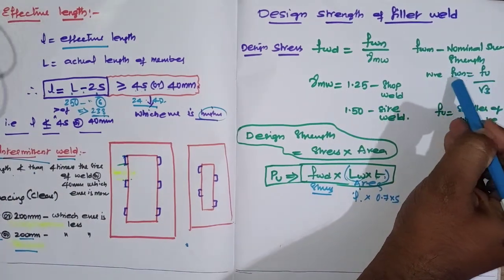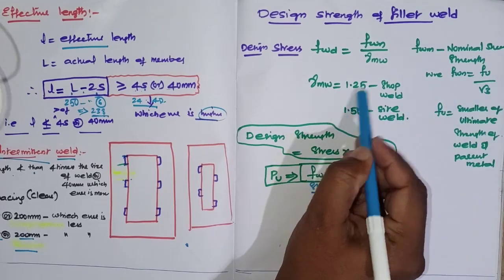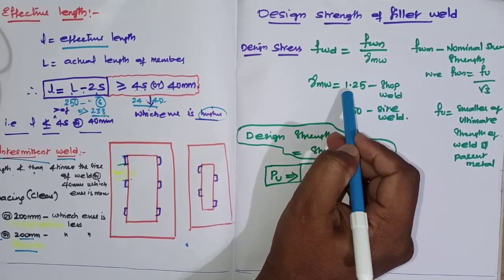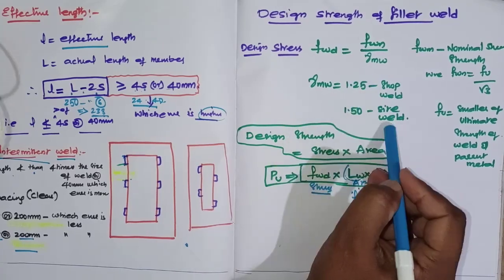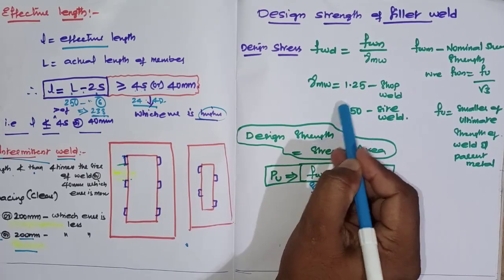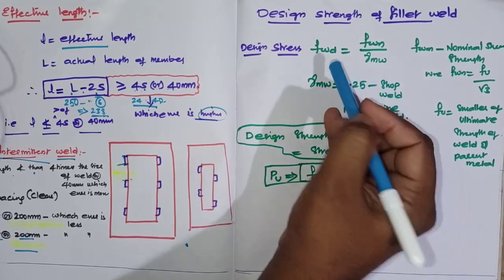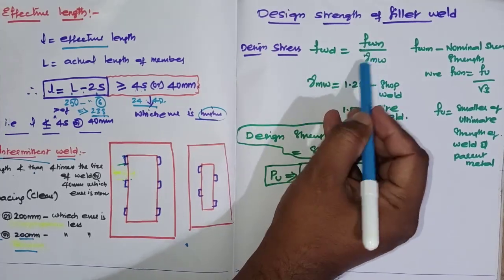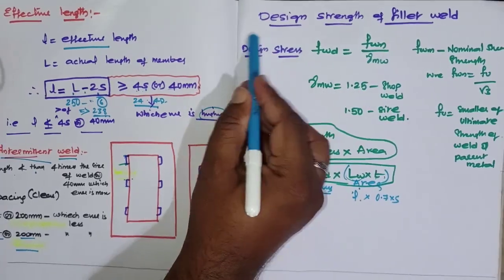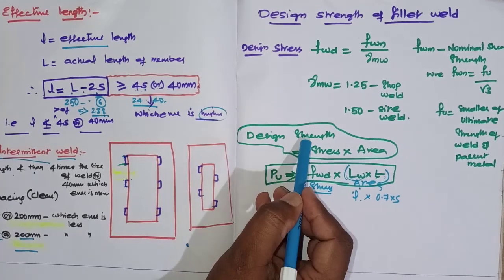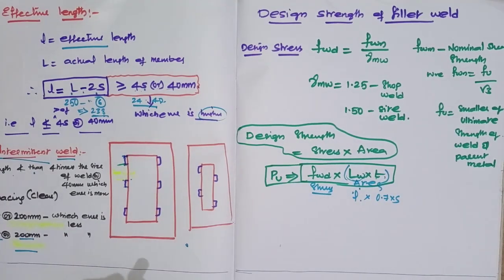You will get the nominal shear strength, divided by some factor of safety. That is, if I am doing this welding in the shop itself, I will take 1.25, and if I am doing this at the site, it is 1.5. Based upon that, FWD equals FWN by gamma m naught. So I will get the design stress. This stress multiplied with the area gives the design strength.